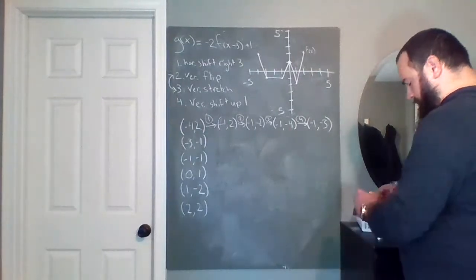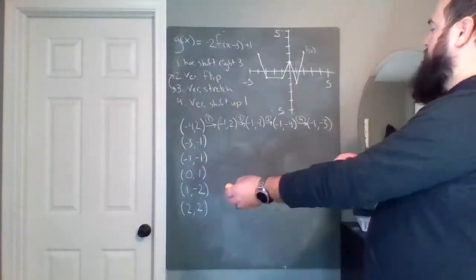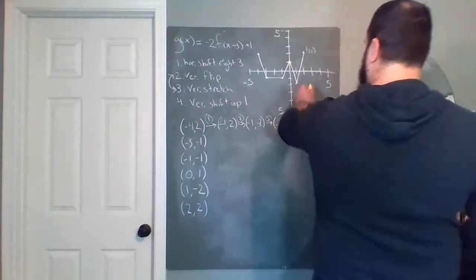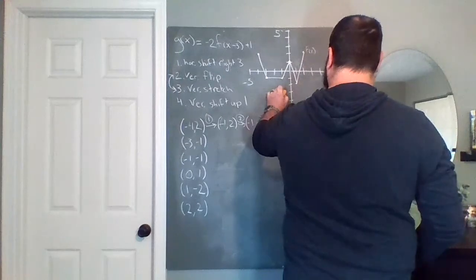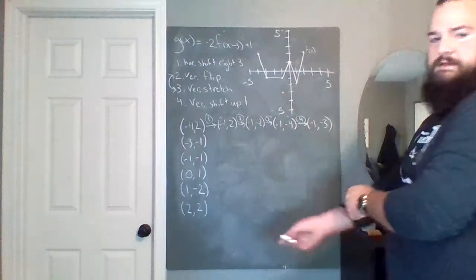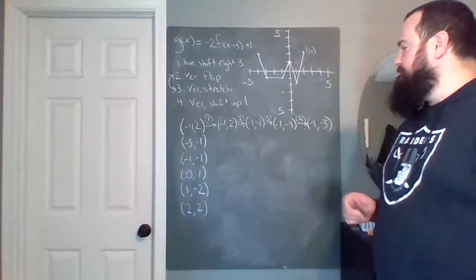I stole some of my daughter's colored chalk, so this might be a little nicer. So we go to -1, -3. Okay, we have our first point there.